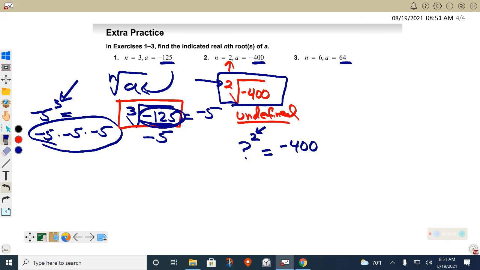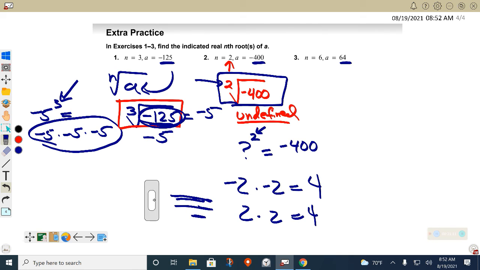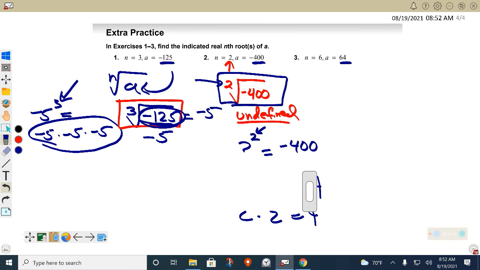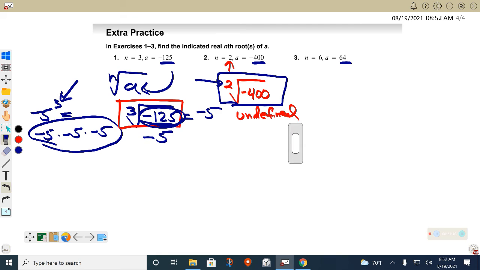So all that to say, any number times itself is going to be a positive number. Like say -2 times -2, it's positive 4. 2 times 2 is positive 4. So that's why it's undefined. And we'll talk more about that tomorrow. Let's go on to the next one.